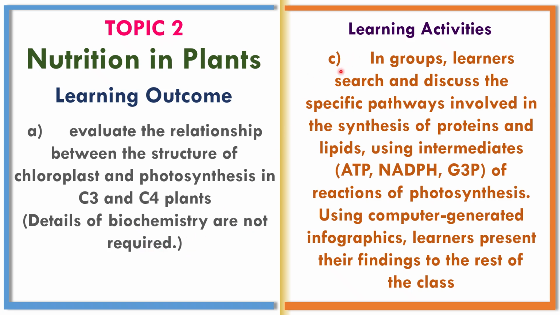We have been looking at learning activity C. In groups, learners search and discuss the specific pathway involved in the synthesis of proteins and lipids using intermediates ATP, NADPH, G3P of reactions of photosynthesis. Using computer-generated infographics, learners present their findings to the rest of the class.